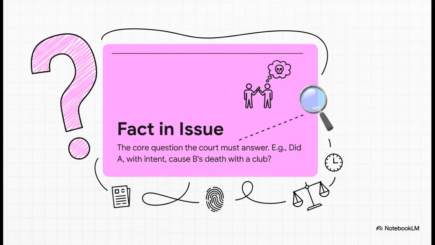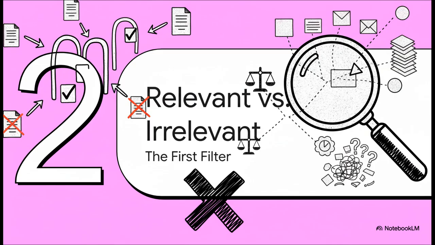To sort through all this, the court has to focus on what the law calls the fact in issue. This isn't just some vague question. It's the one specific, core legal point the entire case hangs on. For example, did A, with the intent to kill, actually cause B's death with a specific weapon? That's the target. And that brings us to the first huge filter that the law applies to all that information we saw, the idea of relevancy.